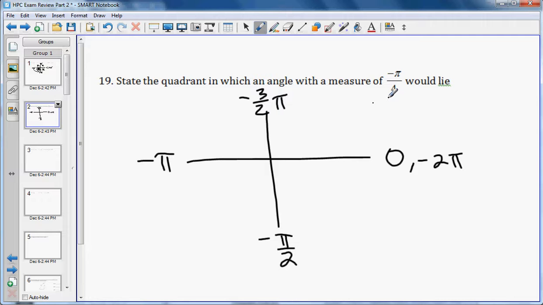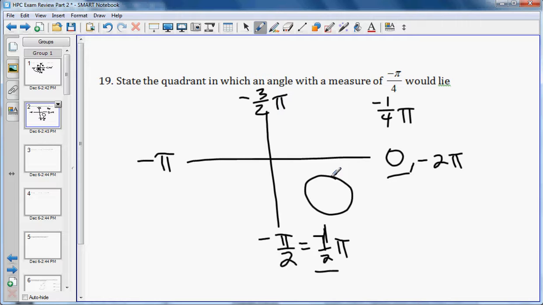Okay, now negative 1/4, just like you can think about this as negative 1/2 pi. So it may be helpful to just think about the fractions. Negative 1/4 would fall between 0 and negative 1/2. So that means it's in this quadrant because it's between 0 and negative 1/2. So again, quadrant 1, 2, 3, and 4. So it is in quadrant 4.